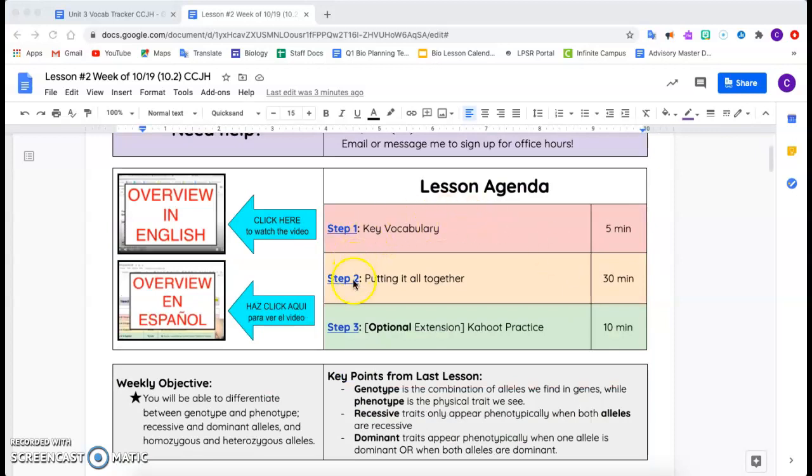Today's agenda has 2 parts that are required and 1 part that is optional, but very, very fun. And spoiler alert, it does have to do with Kahoot.